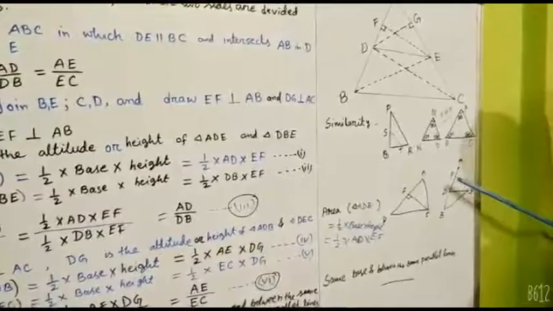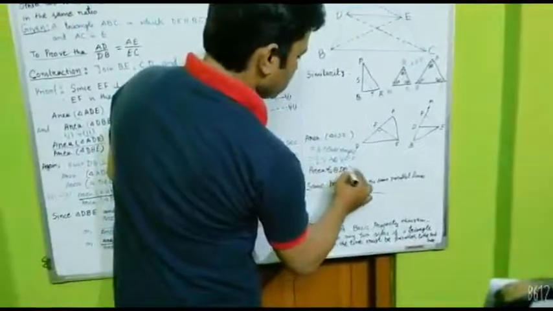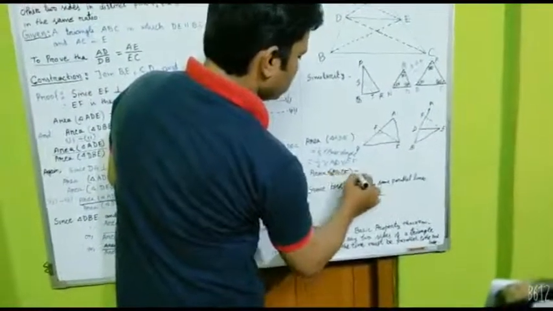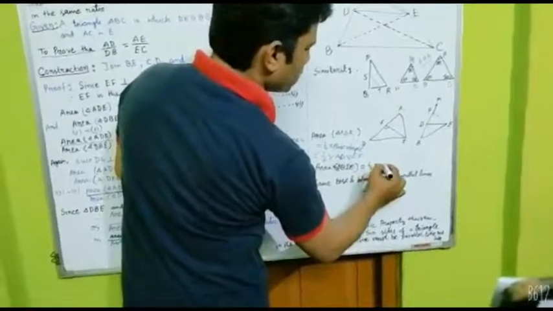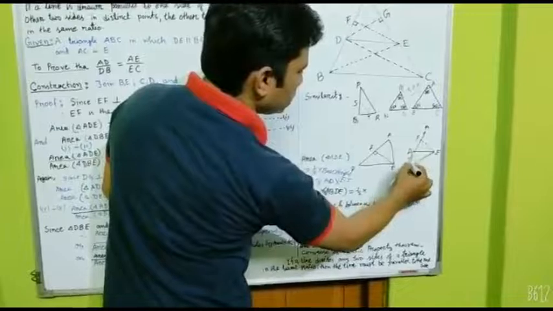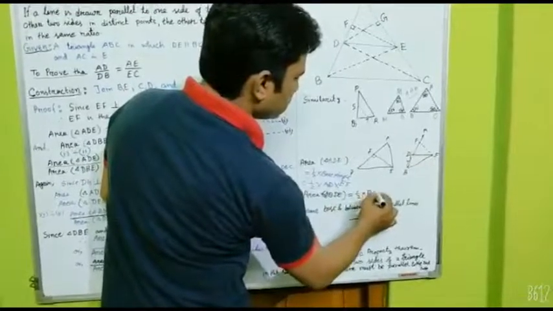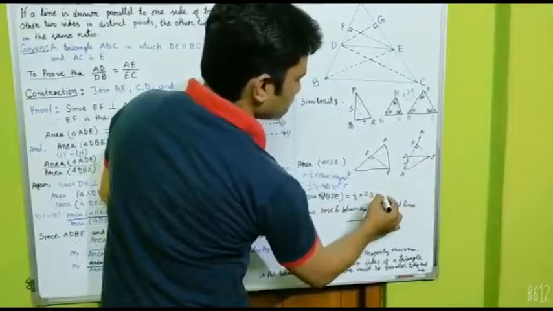Then we will write the area of triangle BDE. The area of triangle BDE is equal to half into base. Here the base is DB, into height, that is this altitude. This is 90 degrees. This is EF.